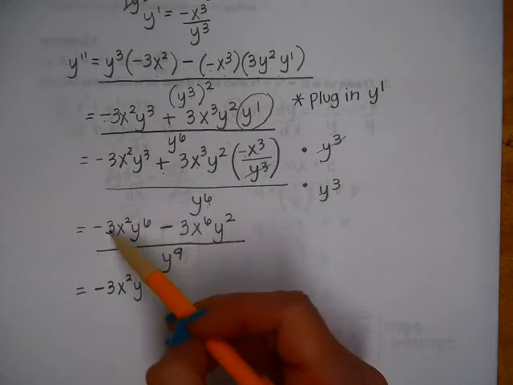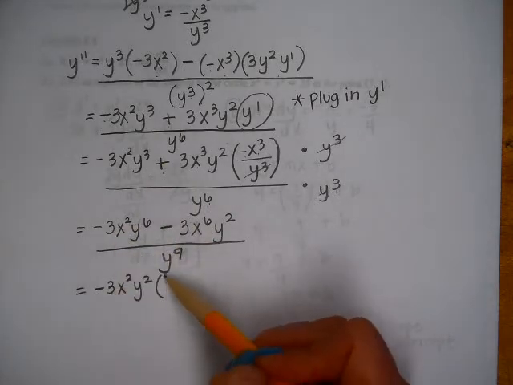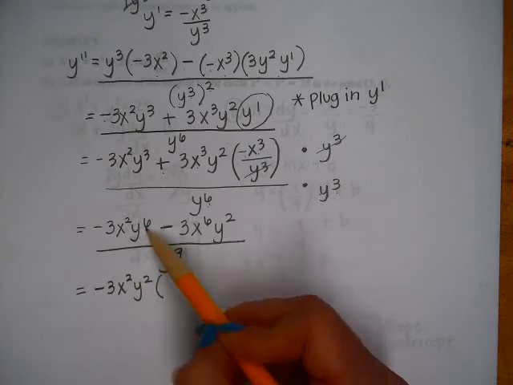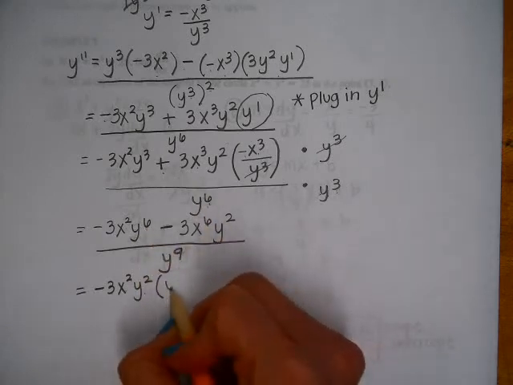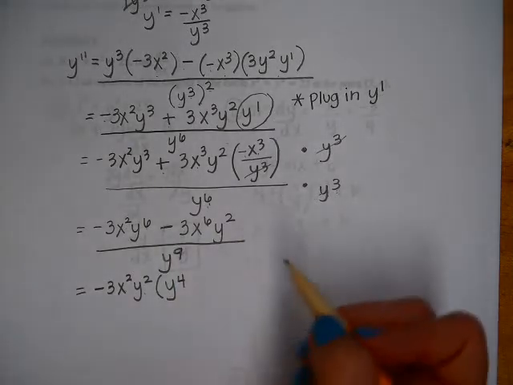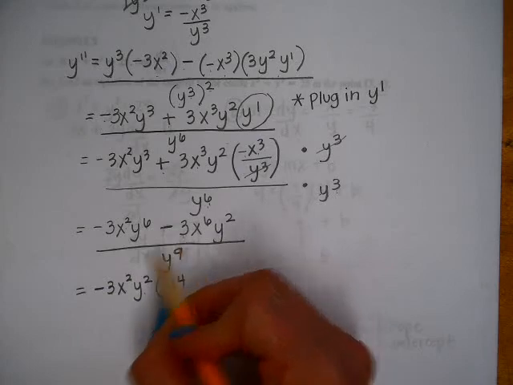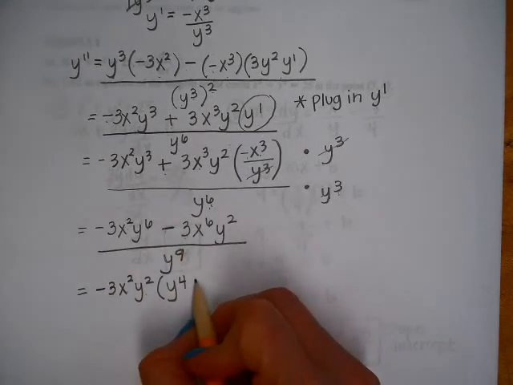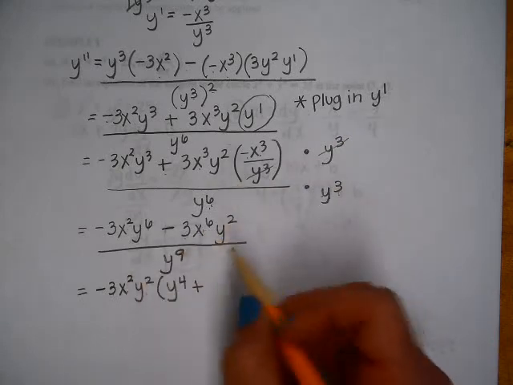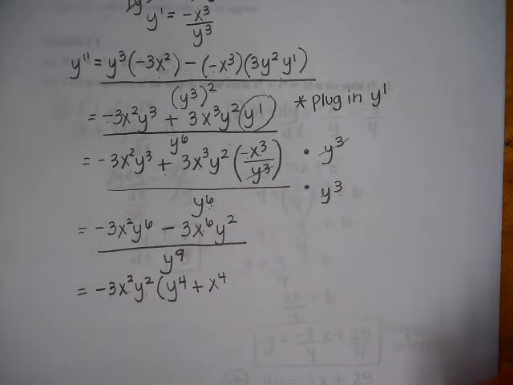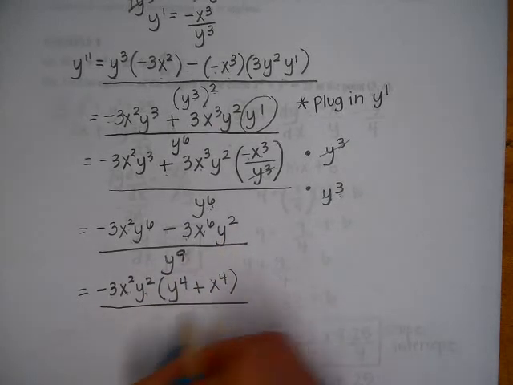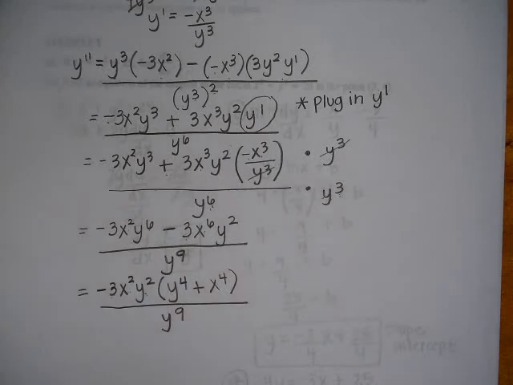So if we do that, negative 3 divided by negative 3, there's going to be nothing here. X squared divided by x squared, nothing here. But y to the 6, pull out y squared, I'm left with y to the 4th. Okay. Negative 3 divided by negative 3 is going to make that a plus. If I have 6 x's and I pull 2 out, I'm going to have 4 left. And if I have 2 y's and I pull them out, I'm not going to have any left. All over y to the 9th.